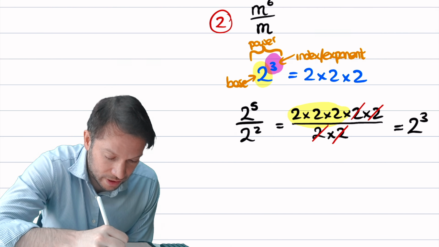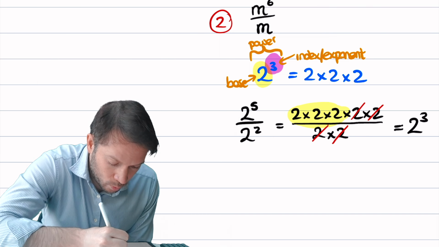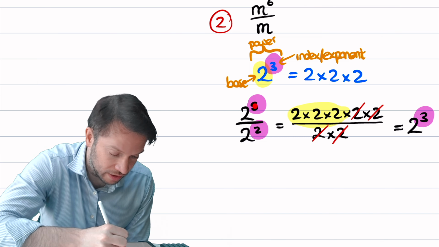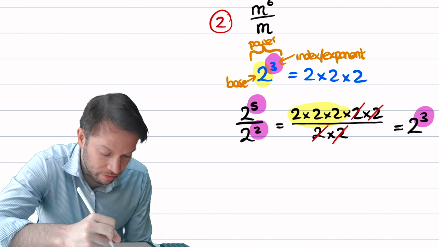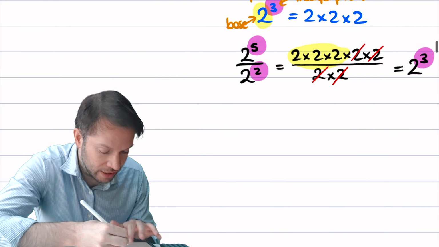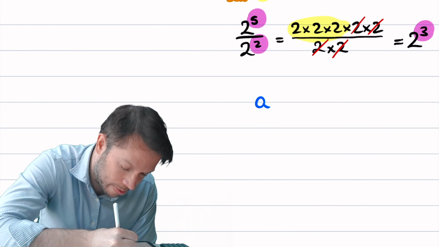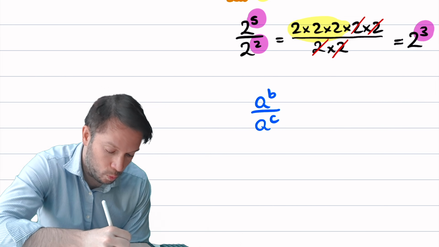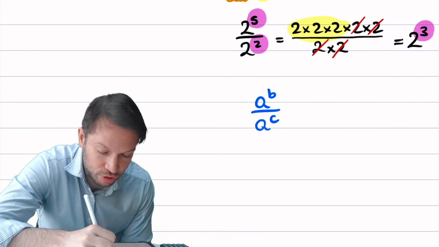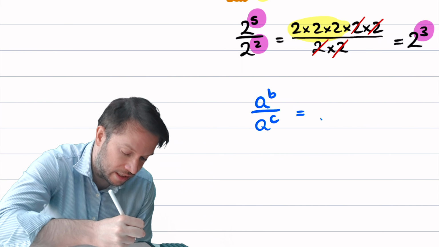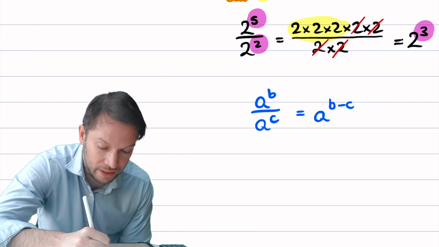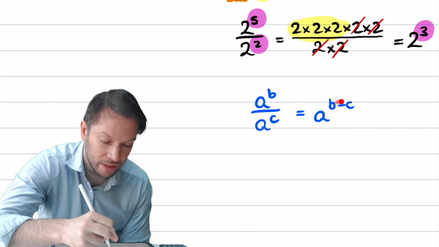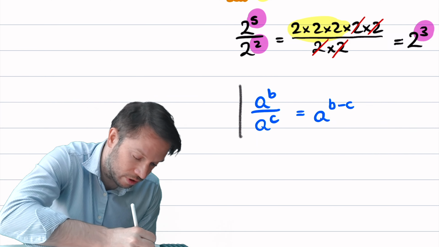So what seems to have happened is that when we divide these two powers, we subtracted the indices, because you can see 5 minus 2 is equal to 3. And more generally, the rule of indices we're going to use here is that if we have a to the power of b divided by a to the power of c, so you're dividing two powers with the same base of a, then you subtract the indices. So it's going to be a to the power of b minus c. Just like here, we did 5 minus 2 is 3. So that is an important law of indices.